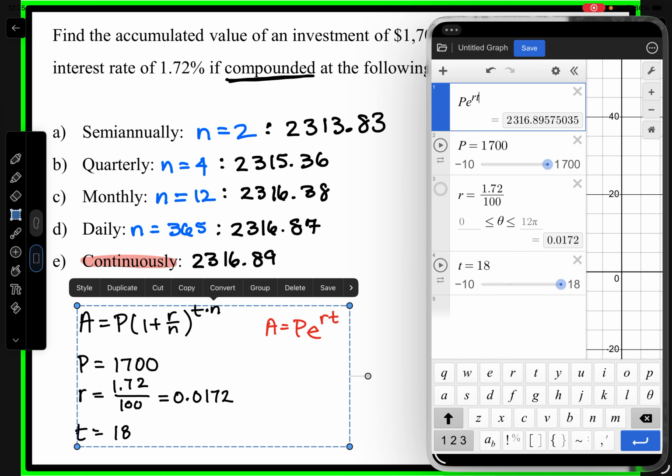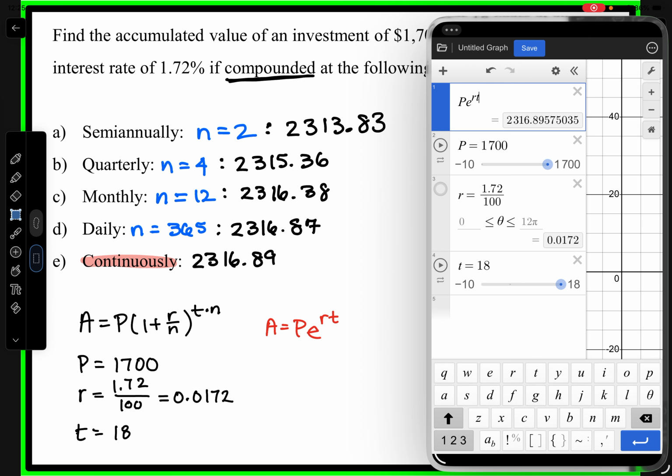So there are your answers for those 5 different compounding intervals. The formula is the same for examples A through D, but for letter E, because it's continuous, it has to use this red formula there. And as you saw, if I keep all the values of P, R, and T the same, I get the value by just simply changing the formula.